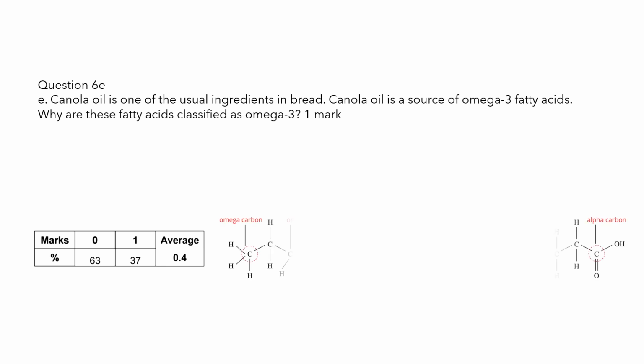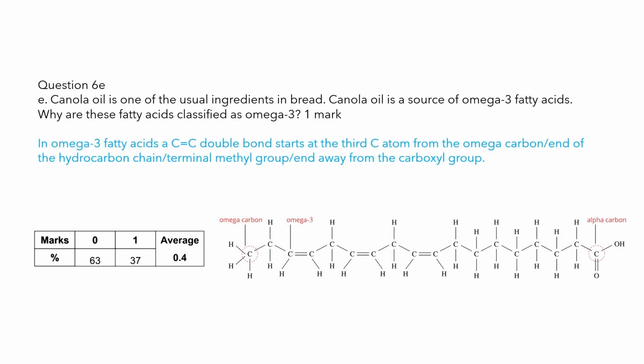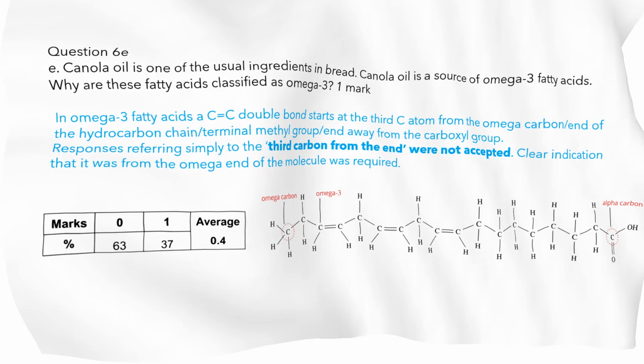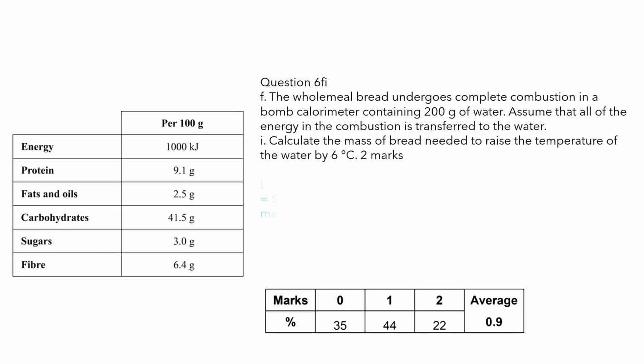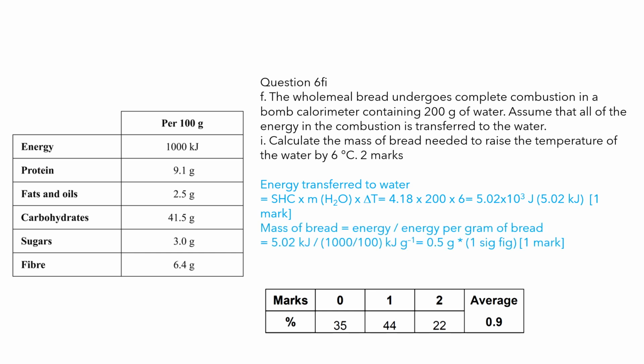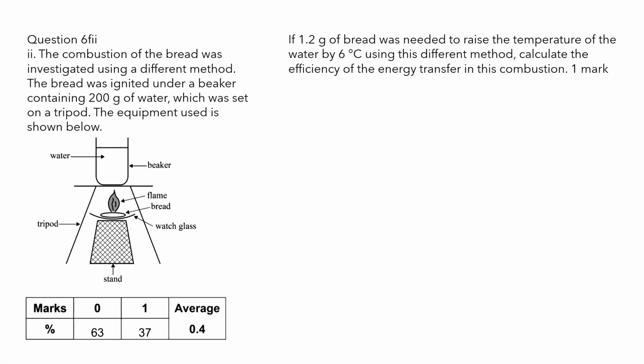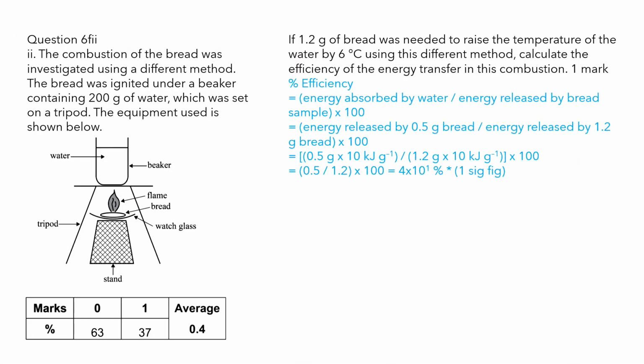In omega-3 fatty acids, a carbon-carbon double bond starts at the third C atom from the end of the hydrocarbon chain. First, calculate the energy transferred to water, then calculate the mass of bread. The energy per 100 grams is given in the table. Calculate the energy absorbed by water and the energy released by 1.2 grams of bread, then calculate the energy efficiency.